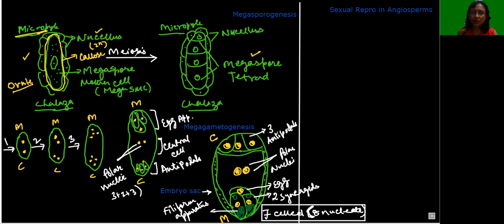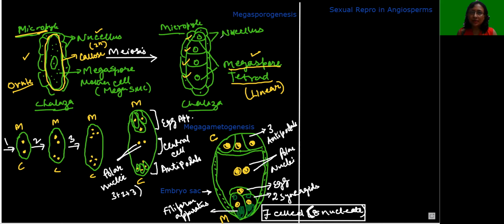Meiosis, the reduction division, will always result in 4 cells. Here these 4 cells are megaspores. These are the megaspore tetrad, because there are 4 cells. As you can see, these are 1, 2, 3, 4. These 4 cells are arranged in a linear order. This tetrad is linear because there can be different types of tetrad shapes, but in megaspore, this is a linear tetrad.